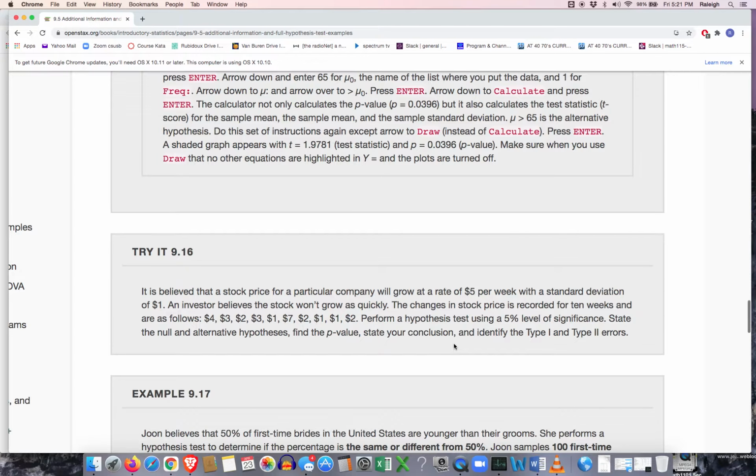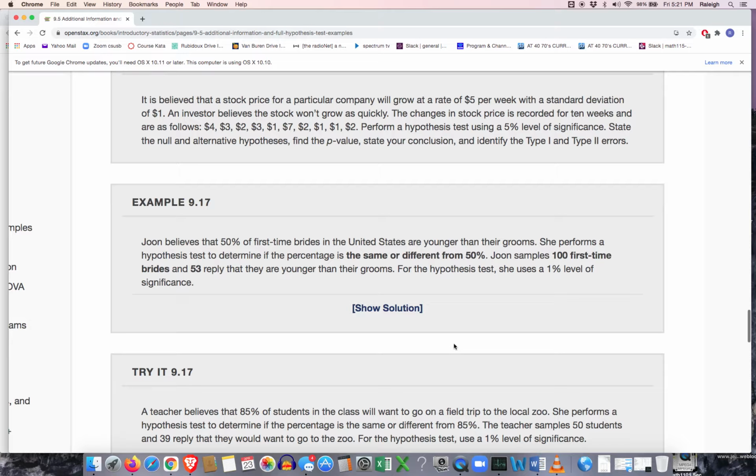In the next example, 9.17, June believes that 50% of first-time brides in the U.S. are younger than their grooms. She performs a hypothesis test to see if it's either the same or different from 50%. Now, they actually were very nice to you in that they said different from. They didn't say greater than, they didn't say lesser than. Sometimes they just say is 50%, and that's a two-tailed test because there's simply nothing else said. But they were kind, and they emphasized the fact that this is a two-tailed test.